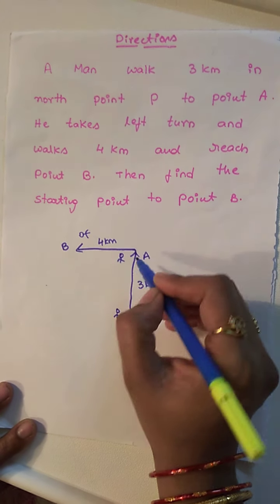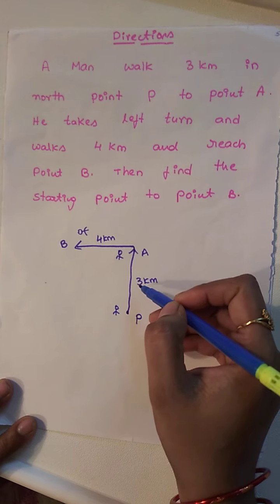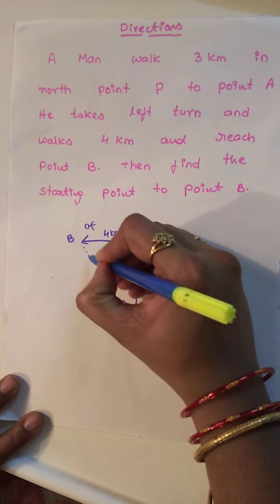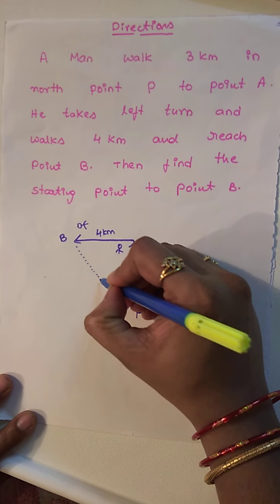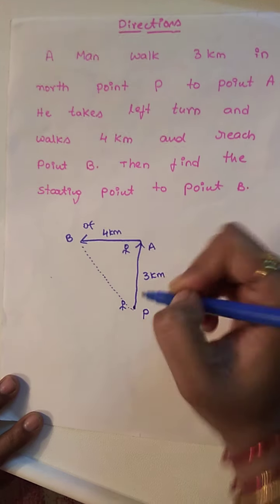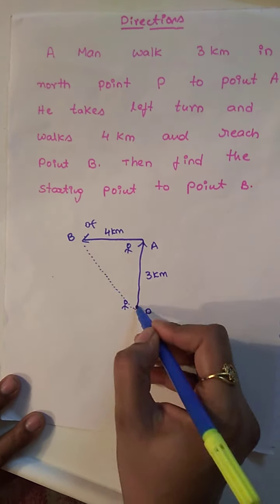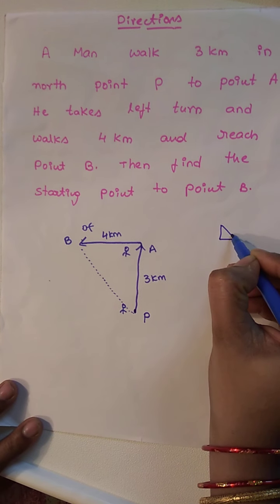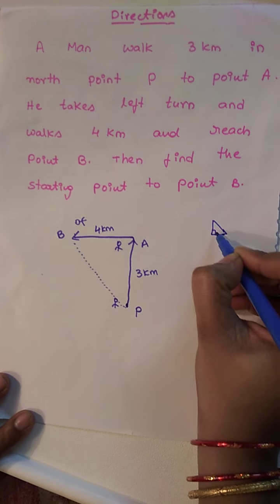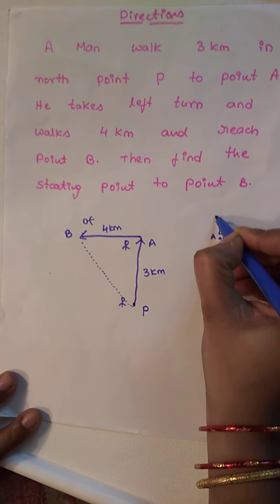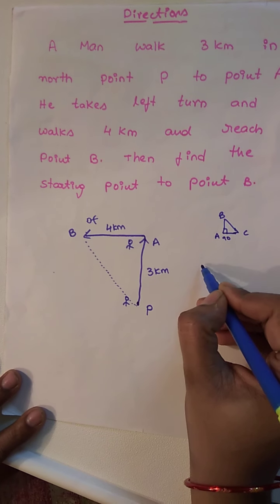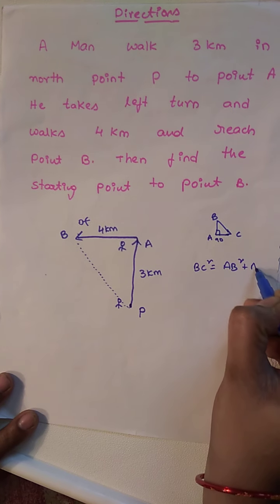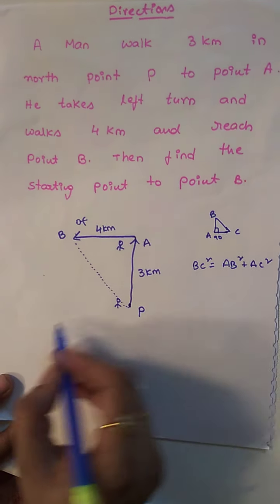Then find the distance from the starting point P to point B. So we need to find the distance from here to here. We know the Pythagoras theorem. This is a right angle triangle, angle is 90 here. A, B, C. We know the Pythagoras formula: BC square equal to AB square plus AC square.